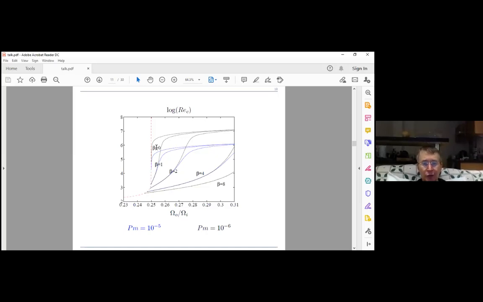You can see, though, as soon as you add in a little bit of an azimuthal field, beta equals 1, this thing just becomes flatter and flatter and flatter. And you can see 2 things happen. First of all, the critical Reynolds numbers become literally orders of magnitude less than what they were before. And also, instead of having this 1 over PM scaling that we had there and there, the curves become independent of PM, and 10 to the minus 5 and 10 to the minus 6 give you exactly the same results.